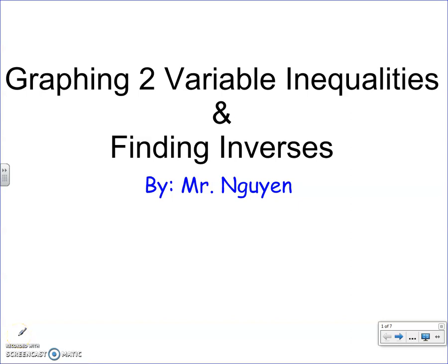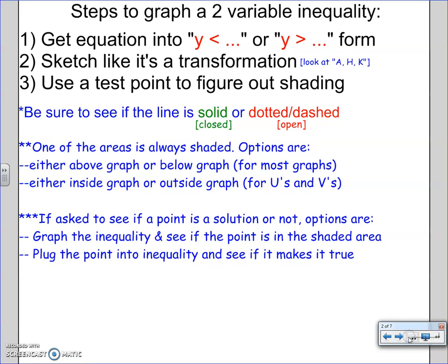Hello, this is Mr. Win, and this video is about graphing two variable inequalities and finding inverses. To graph a two variable inequality, your first step is to try to get it into y equals, y less than, or y greater than form. You want y by itself, unless it's standard form for a line. But once you have that, you can sketch it like a transformation.